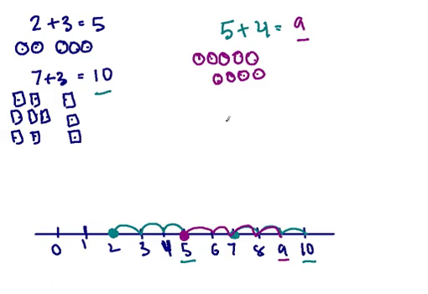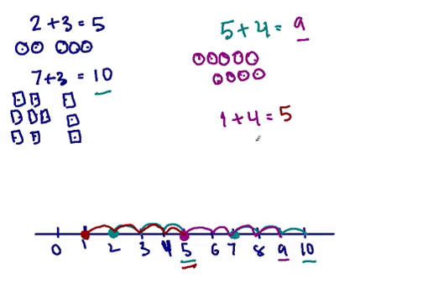So I'll try one more example. Let's say you had 1 plus 4. So you start on the number 1, and then you jump 4 spots. So you go 1, 2, 3, 4, which equals 5. So 1 plus 4 equals 5.